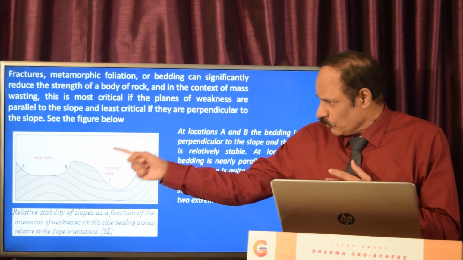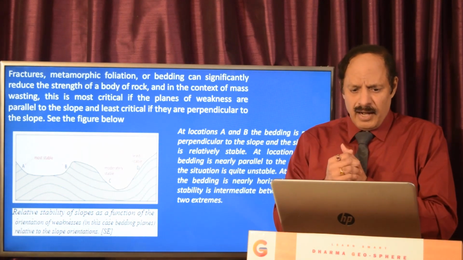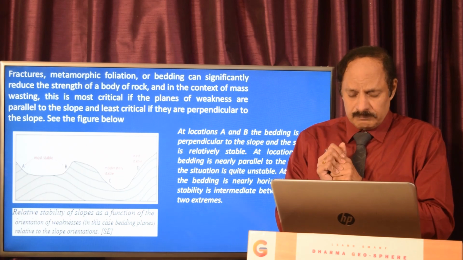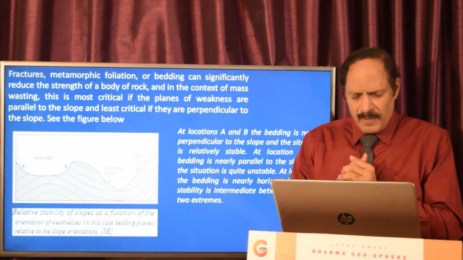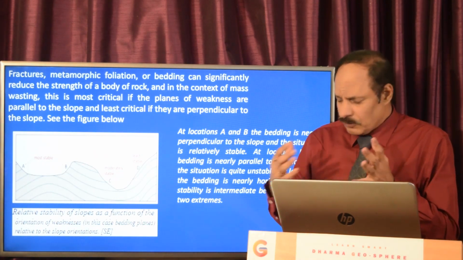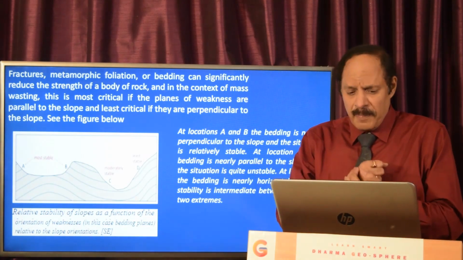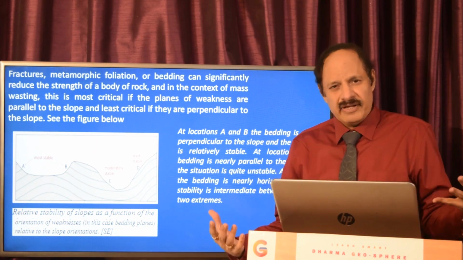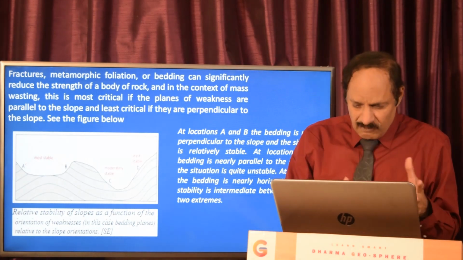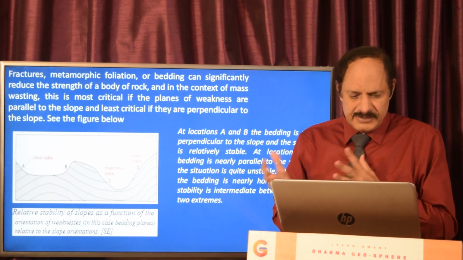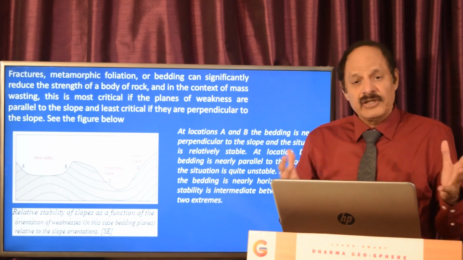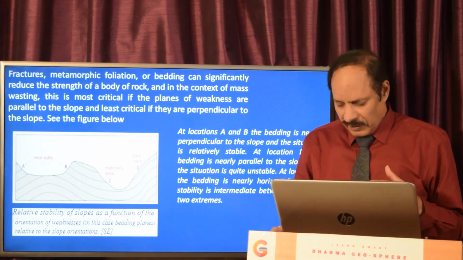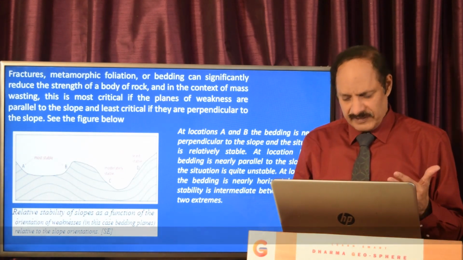This one is the most stable, where you find the metamorphics or bedding or igneous rocks. The moderately stable is the one which is here. Basically here the sedimentary rocks get eroded very fast because they are softer rocks. So you can see the difference in the stability of slopes based on the kind of rock surface it is.